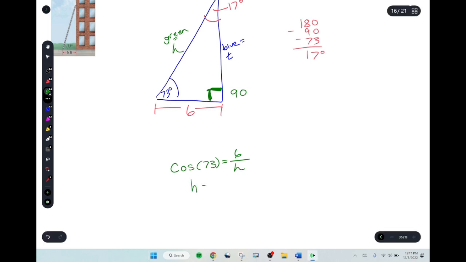Okay, so solve for H, and H equals 6 divided by the cosine of 73, which is, heck if I know. Calculator time. 20.5. Anybody else got this? I trust you, but you know, 2 people is great. 20.5? Oh, nice.